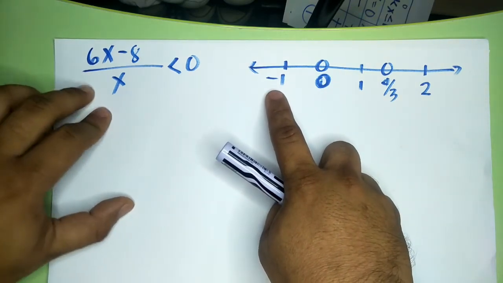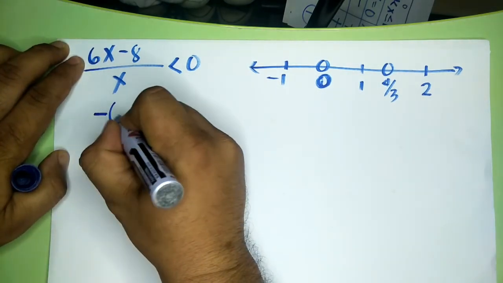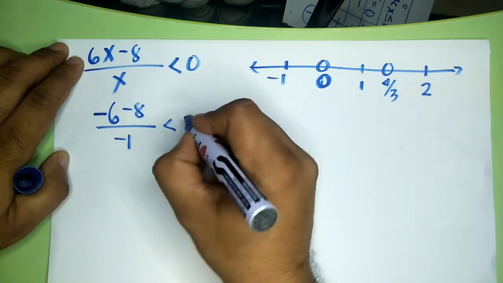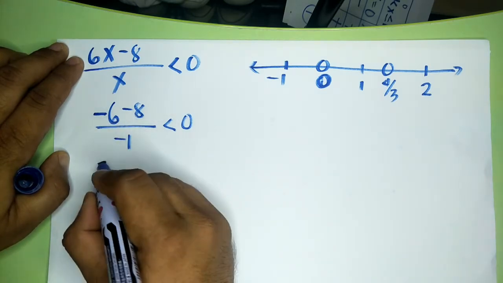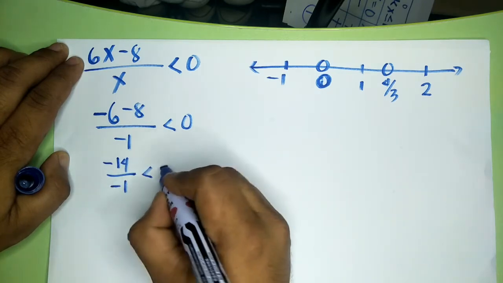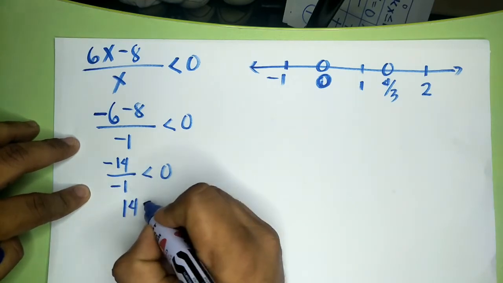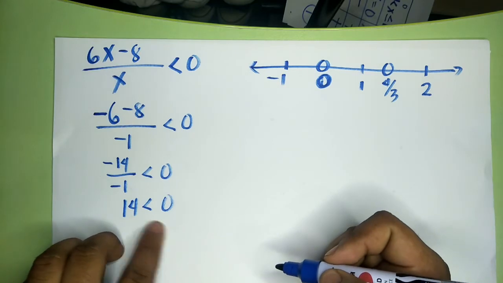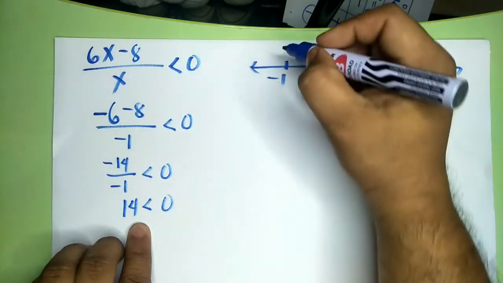So, dito natin sa substitute. So, 6 times negative 1, that is negative 6. Minus 8 over negative 1 is less than 0. So, negative 6 minus 8, that is negative 14 over negative 1 is less than 0. So, negative divided by negative, that is positive 14. And positive 14 is not less than 0. So, ibig sabihin, hindi kasama yung nasa kaliwa ni 0.